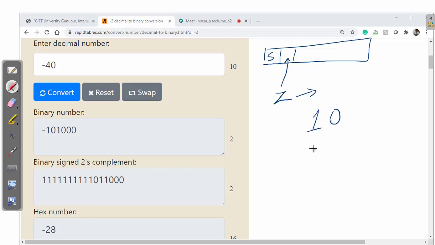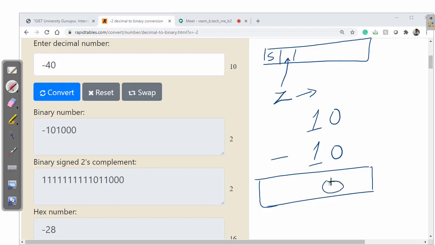And I have one more number, let it be 10. Now suppose I'm going for an operation of subtraction. What result will I get? 0. Okay, so this flag, what is it doing?